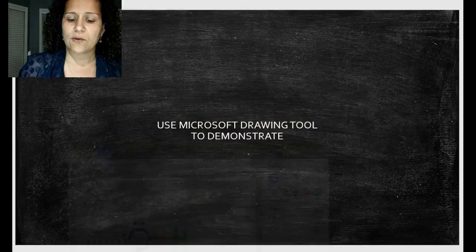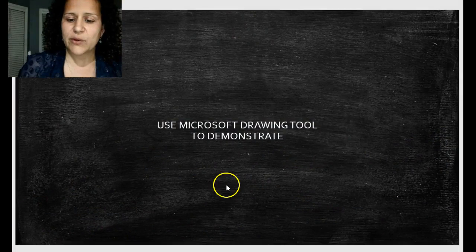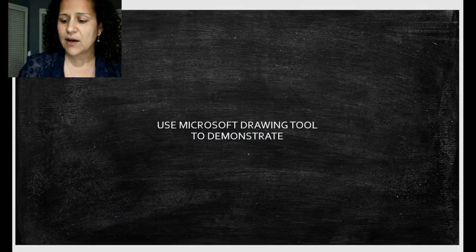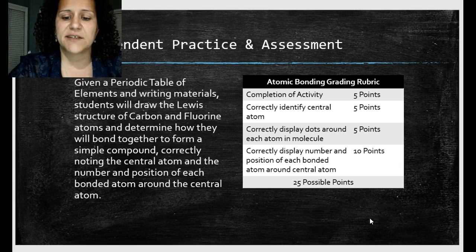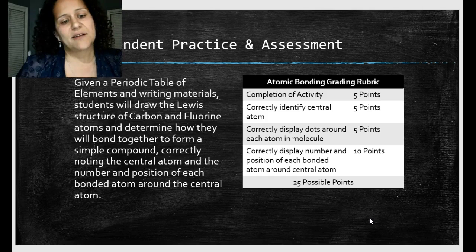So now that you have a quick demonstration, I want you guys to do the same thing. Given a periodic table of elements and writing materials, draw the Lewis structure of carbon and fluorine atoms and determine how they will bond together to form a simple compound, correctly noting the central atom and the number and position of each bonded atom around the central atom. And this should be easy peasy for you guys because I know you can do it.